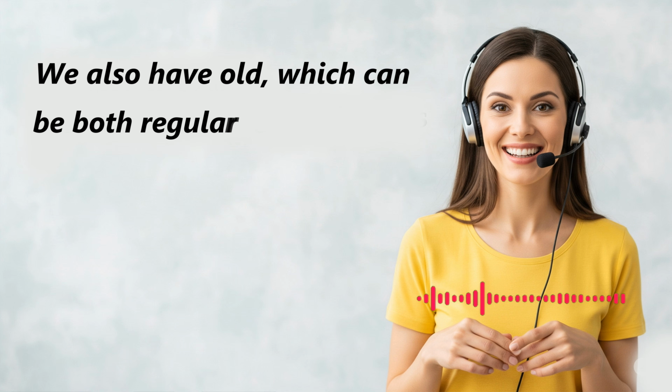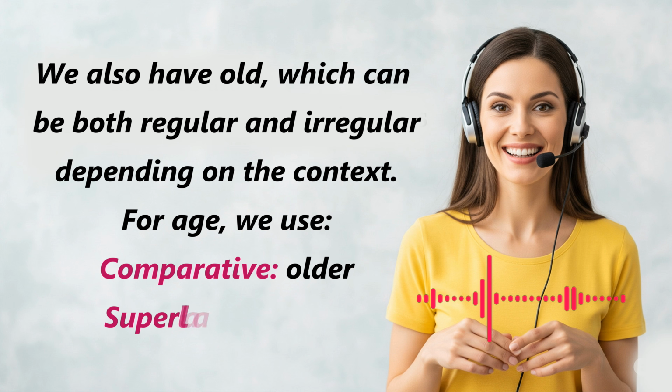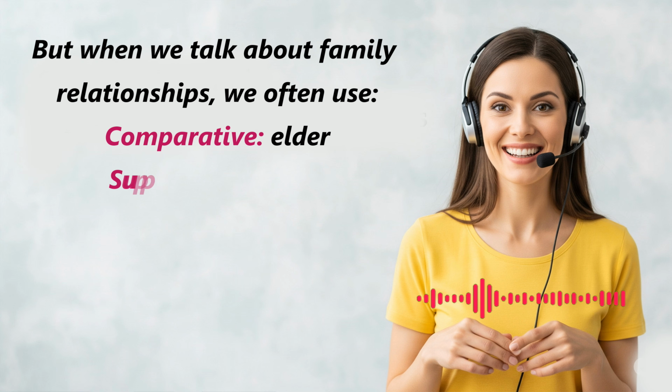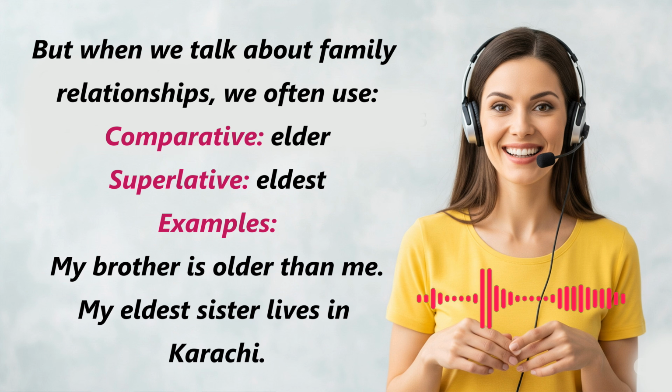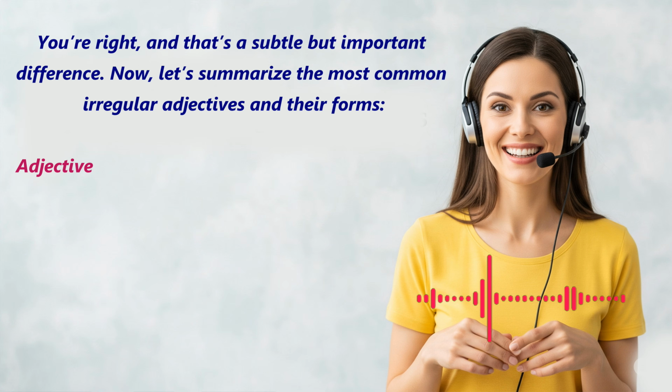We also have old, which can be both regular and irregular depending on the context. For age, we use comparative, older, superlative, oldest. But when we talk about family relationships, we often use comparative, elder, superlative, eldest. Examples. My brother is older than me. My eldest sister lives in Karachi. You're right. And that's a subtle but important difference.